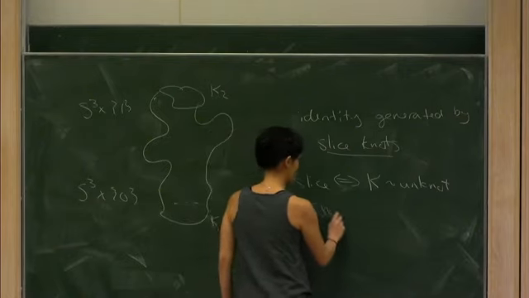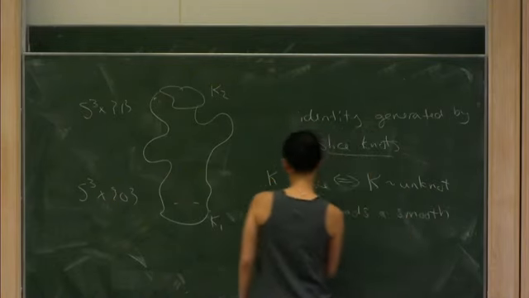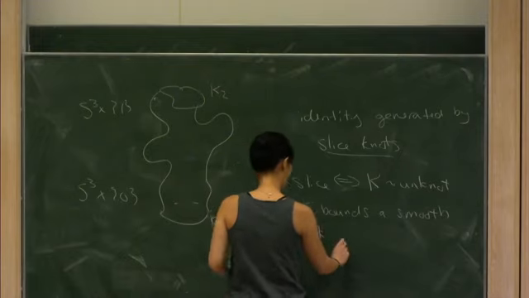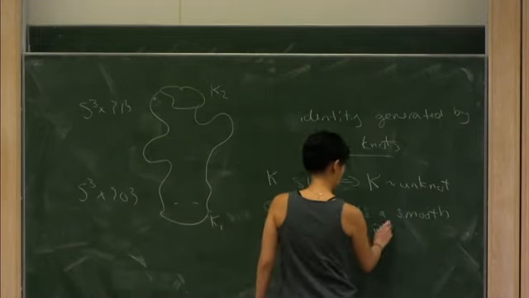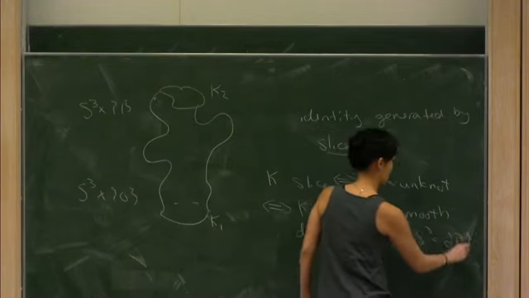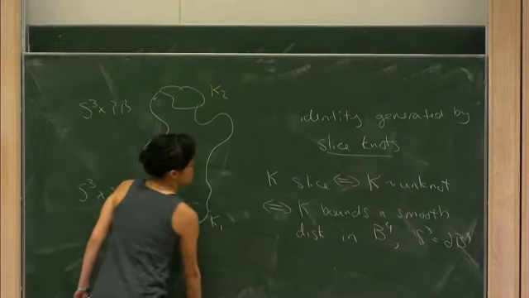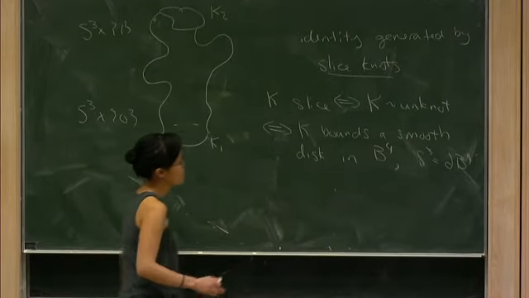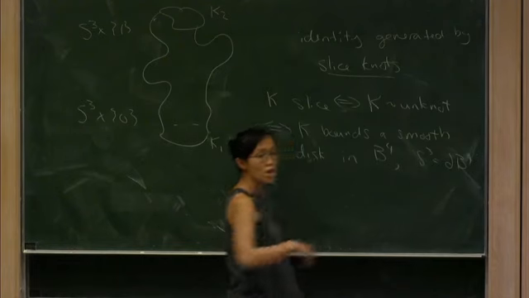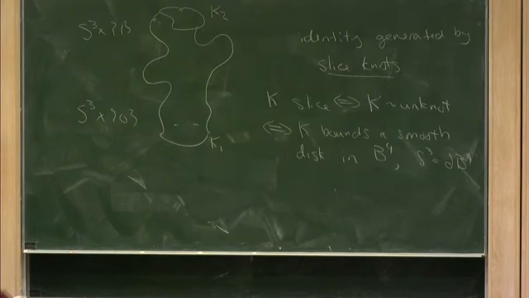if K bounds a smooth disk in B4, where you think of S3 as being the boundary of this 4-ball. And notice that it's important to have the word smooth here. If you didn't have some requirement on the disk, if you just required it to topologically be a disk, well, every knot bounds a disk in the 4-ball. You can just cone off.